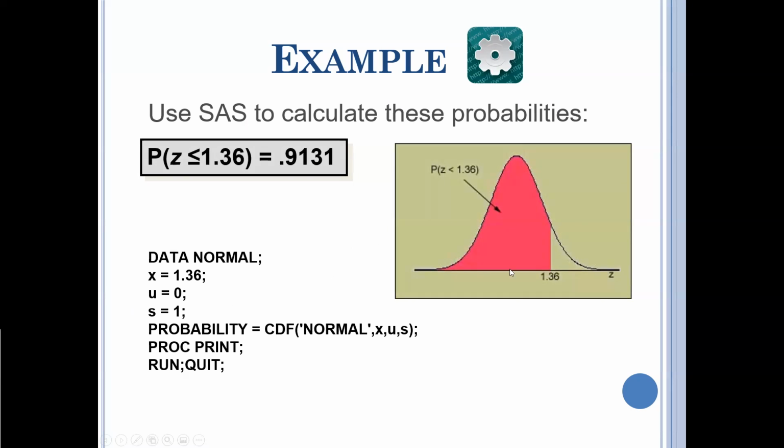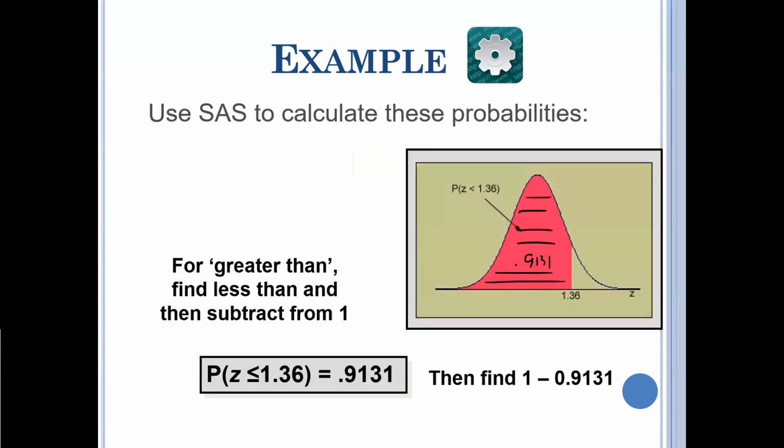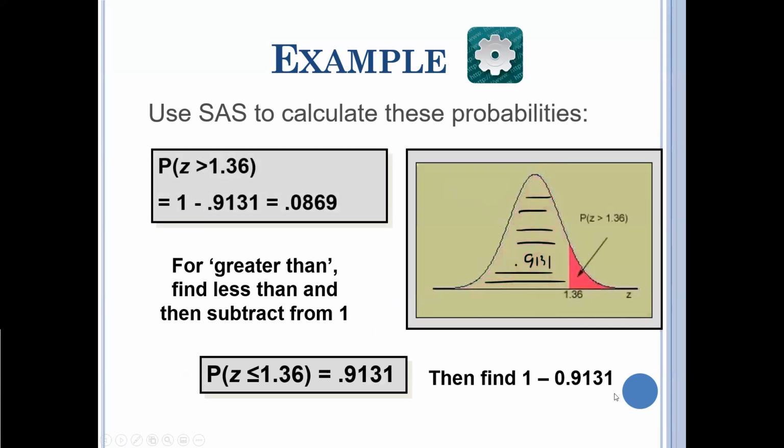Because remember, the CDF is always the area to the left. So here's the picture to remind us what happens when we do a CDF. We get the area to the left. That's the probability of being less than or equal to 1.36. Now, if we needed to find greater than, well, that's easy. All we have to do is take 1 minus it, right? Because we know the greater than is going to be the other part. So we just do 1 minus that bit, and we get the 8.69% or 0.0869.